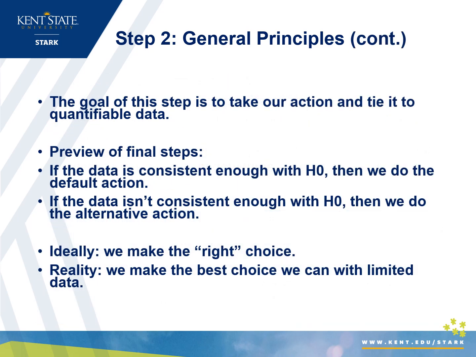Some additional principles as we wrap up step two. Step two is really all about connecting the action we're going to take and tying it to data. It's what makes the connection between the data and the decision. Just to remind you where we're going with this, in the following steps, what will happen is that if the data is consistent enough with the null hypothesis, then we'll take the default action. If the data is sufficiently inconsistent with the null, then we'll take the alternative action. Naturally, in an ideal world, we'll always make the right choice. However, in reality, we don't have all of the data. We're working with a sample. So we just make the best choice we can, recognizing that our data is limited.